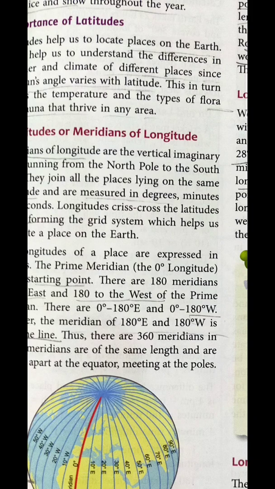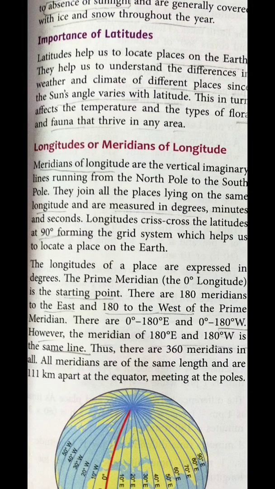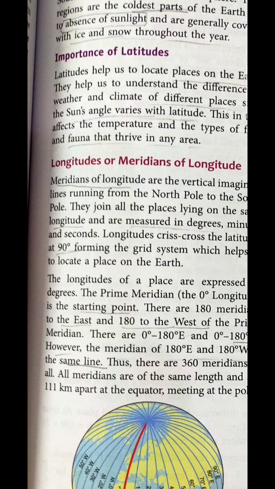With the help of latitude, we can check various places and understand the difference in the weather and climate of different places by checking the sun angles. The temperature is also divided by these latitudes, and even the flora and fauna are affected by them. Hope you are all clear with what is included in latitude.